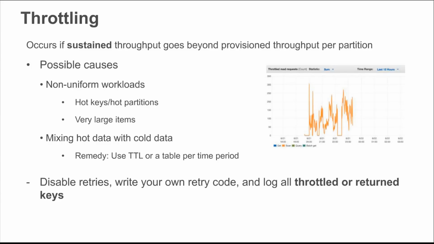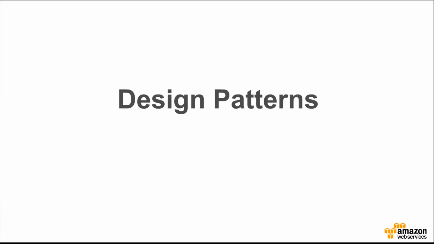Throttling is a provision throughput exceeded exception. When you have a non-uniform workload or are mixing hot and cold data, the throttling exception will be created. We suggest customers disable the retries, write your own retry code, and log all throttled keys, because DynamoDB is not going to give you any indication of which keys were causing the throttle.